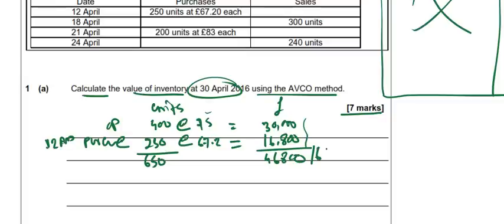46,800 divided by 650, whatever is the value, is your average price, which my calculator says is 72. That's how you basically do your AVCO. You keep following the cycle, you will find the end value of the closing inventory.